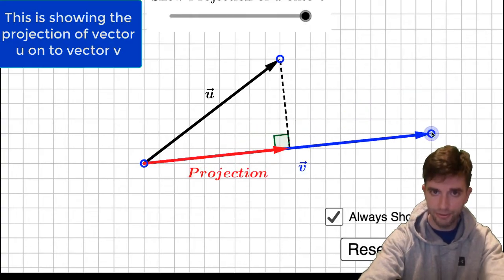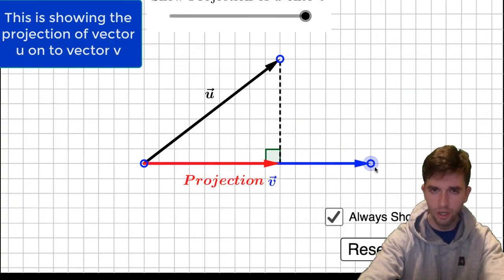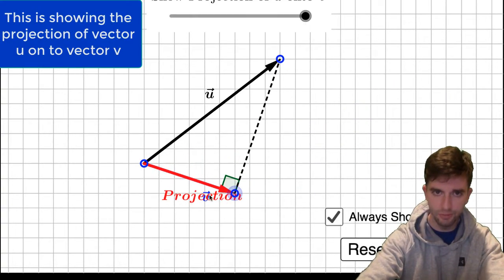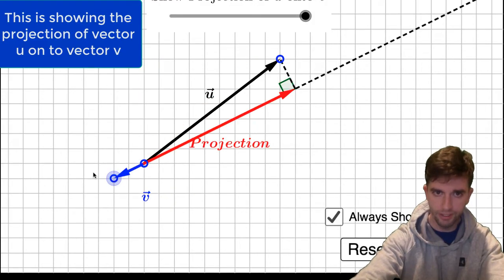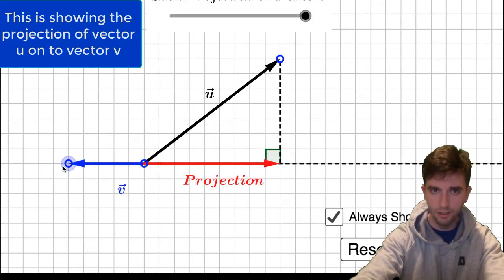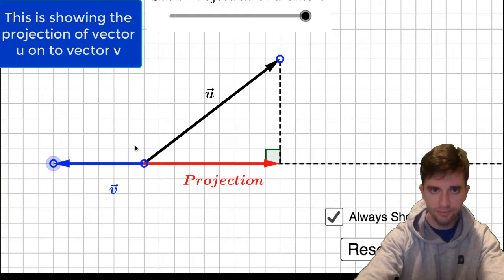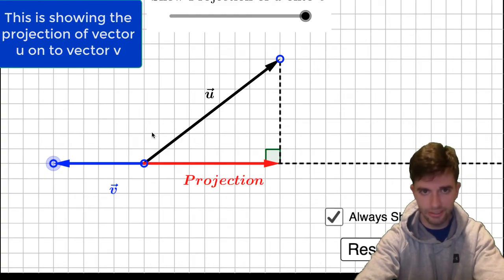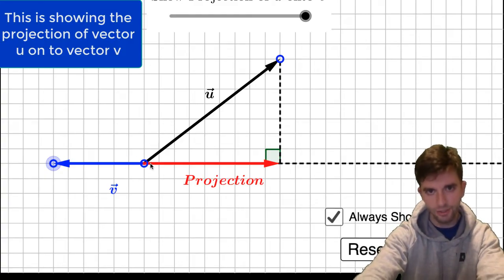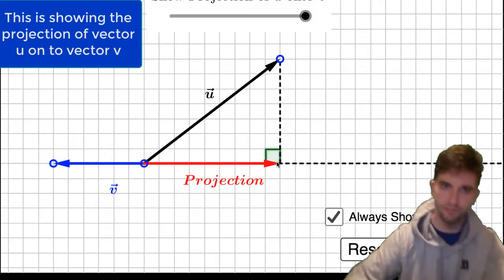It forms that 90-degree angle with the projection vector. What happens if the projection vector moves over here? Well, notice if the angle between the vectors is bigger than 90 degrees, the projection vector is actually going in the opposite direction of vector V now.